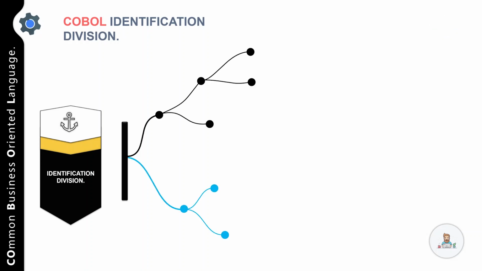Now let me quickly summarize the different paragraphs of the Identification Division, followed by an example so that you can clearly understand the significance of each paragraph. So the first one is PROGRAM-ID, and it is generally used to specify the name of the program, and the name of the program should be 8 bytes, right? It can include characters and digits as well.